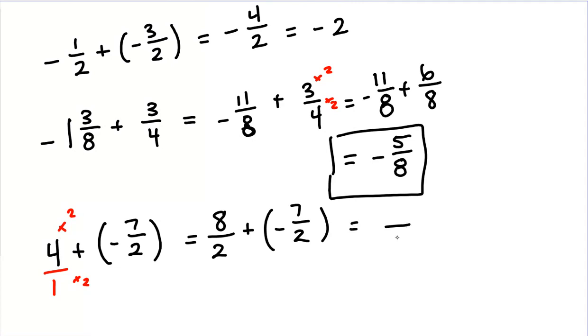So our denominator stays the same. We subtract the smaller number from the larger number, and we keep the sign of the number with the greatest absolute value, which would be 8 over 2. And so our answer is 1/2.